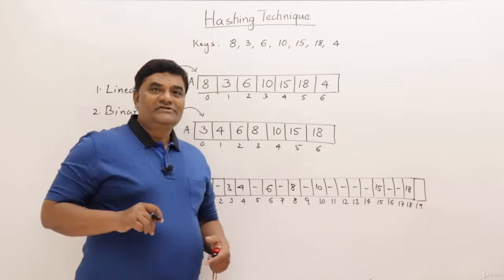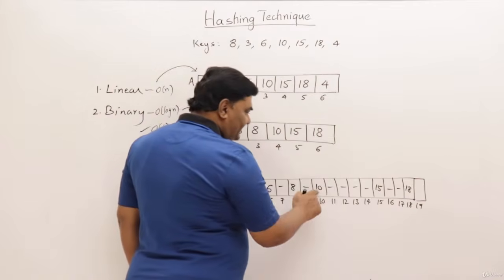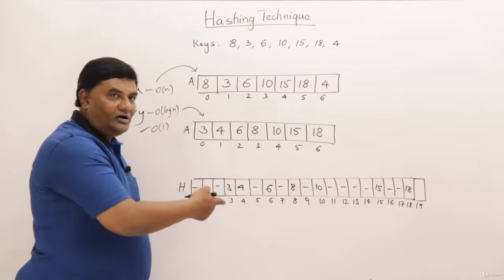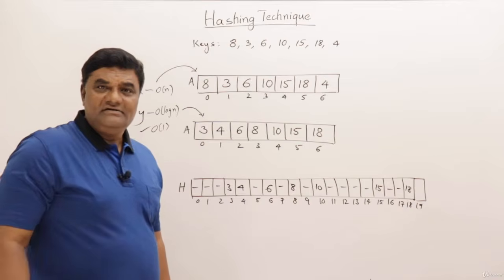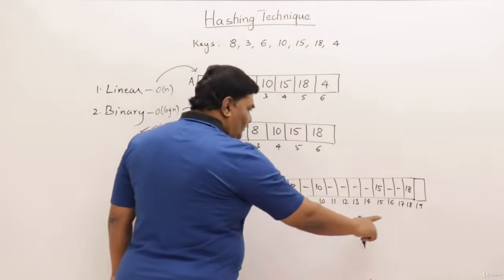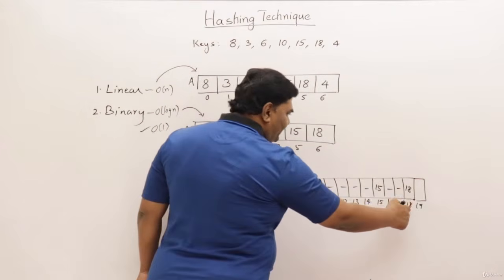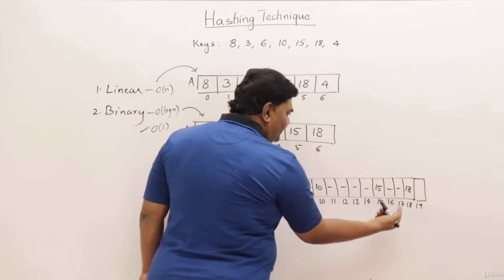Now if I want to search for any key, let us say I want to search for 10, go to index 10, yes, 10 is there. How much time does it take to find 10? Just constant time. I want to find out if 18 is there or not. Go to index 18. I don't have to check the rest of the keys. Directly go to index 18. Yes, it's there. So the key is found.